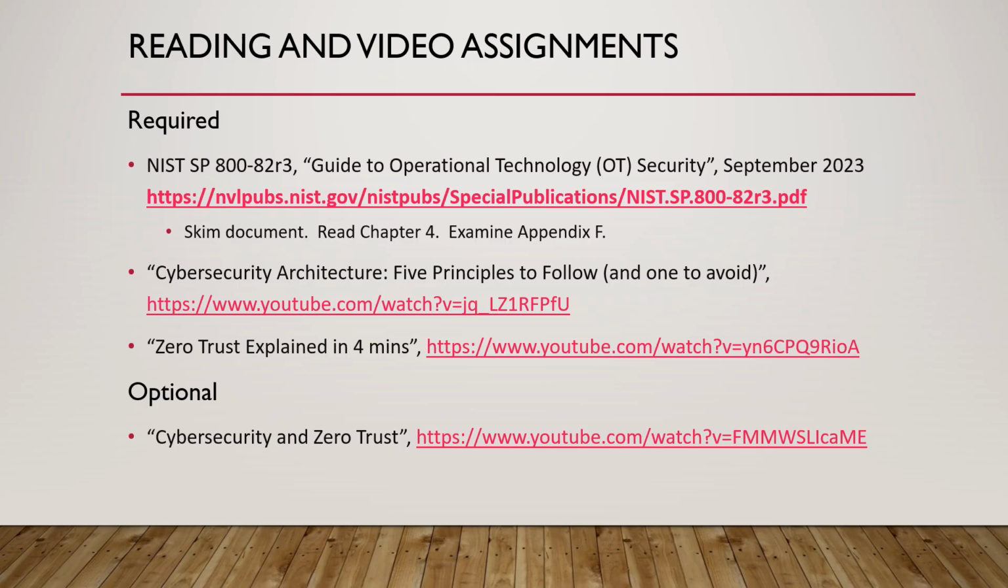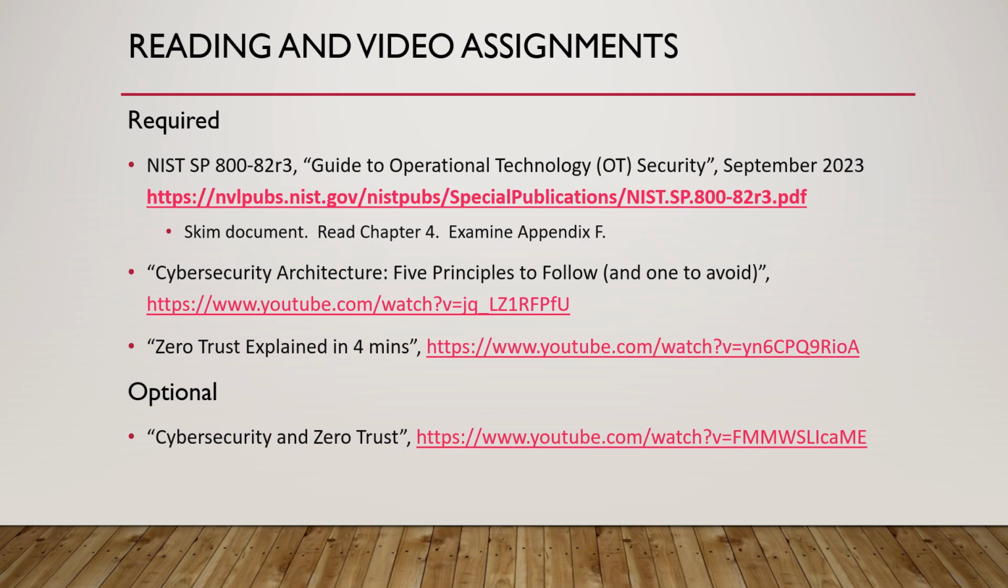Also examine Appendix F, OT Overlay. This appendix provides overlays for OT systems looking to implement the security controls found in NIST Special Publication 800-53. This will be your introduction to controls we will talk a lot more about in a while.